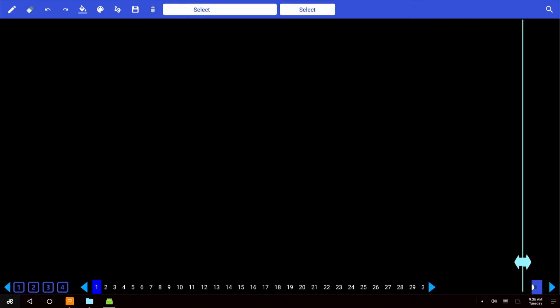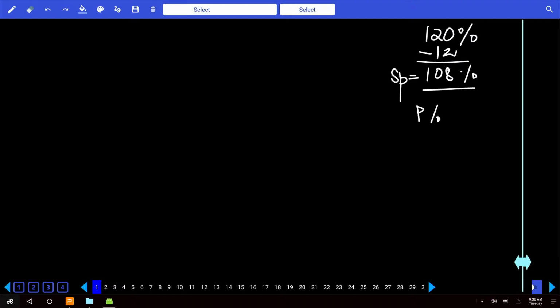If the cost price is 100%, marked 20% above, that is 120. Giving a 10% discount, 10% of 120 is 12. Discount is given, so subtract, and the value becomes 108. So at this price we are selling it, right? We are selling it at 108%. How much profit are you making? 8%.